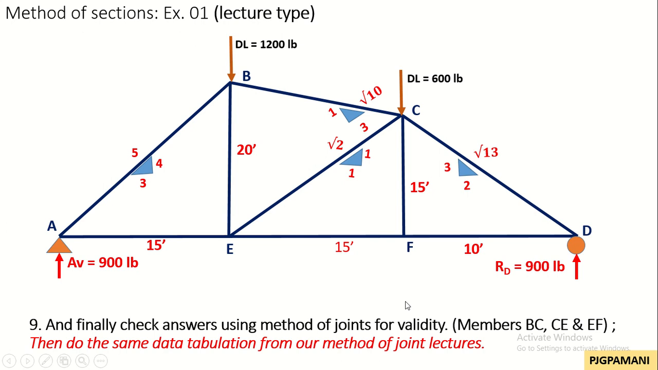And finally, for the last step of method of sections, check answers using method of joints for validity for members BC, CE, and EF. So we've solved that member BC has a resultant force of 711.512 pounds acting in compression. Member CE has an equivalent value of 106.066 pounds acting in tension, and member EF has an equivalent value of 600 pounds acting in tension.